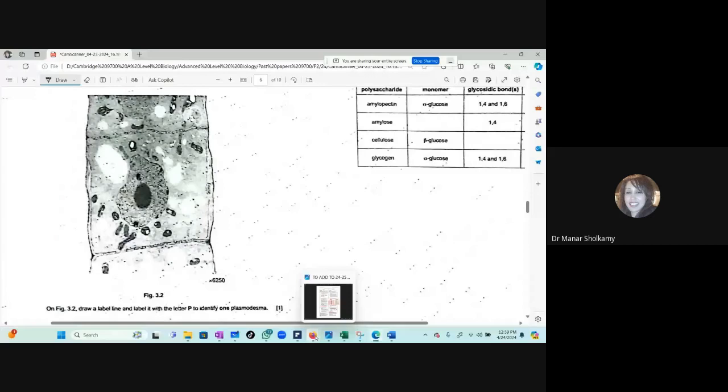What is being translocated in the phloem? Sucrose. Okay, give me an answer. Don't stay silent. Sucrose, amino acids.